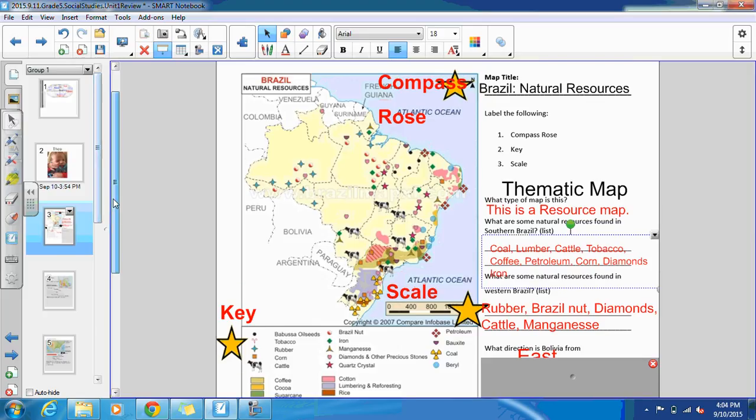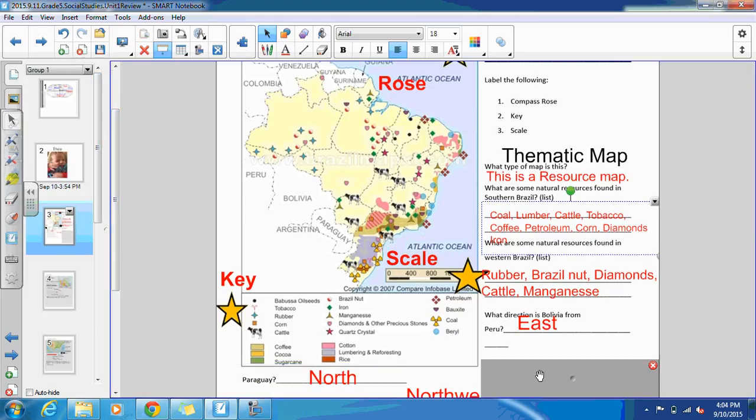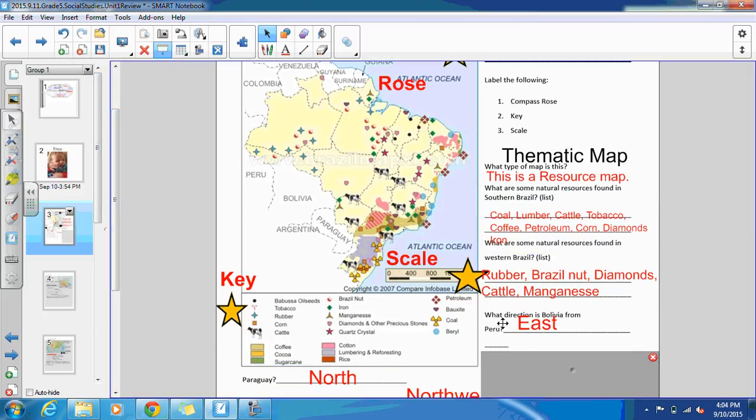Okay. What direction is Bolivia from Peru? So it's key when you answer these questions, and there's going to be a bunch of them on your test, that you tell me that you look to see where you're starting from. So this is from Peru. So I have to start from Peru. Peru is right here. Starting from Peru, going to Bolivia, I see that Bolivia is to the east of Peru.